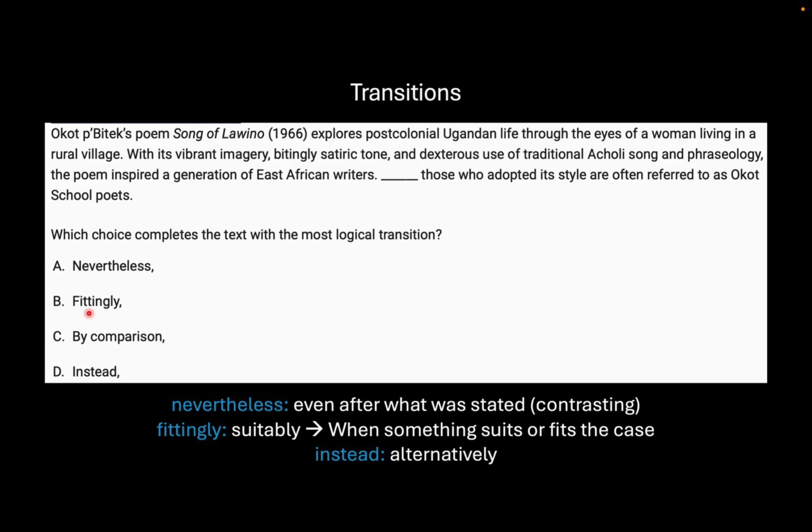Choice B says fittingly. Fittingly means suitably, when something suits or fits the case. And in here, it says that anyone who adopted her style is often referred to as Okot school poets. And yeah, this makes sense because anyone who used her style was named after her, which is very suitable, or it is very fitting. Choice C, by comparison. By comparison is when you compare two things, and in here you're not comparing anything to each other. Choice D, instead. Instead means alternatively, or basically when you have another choice.